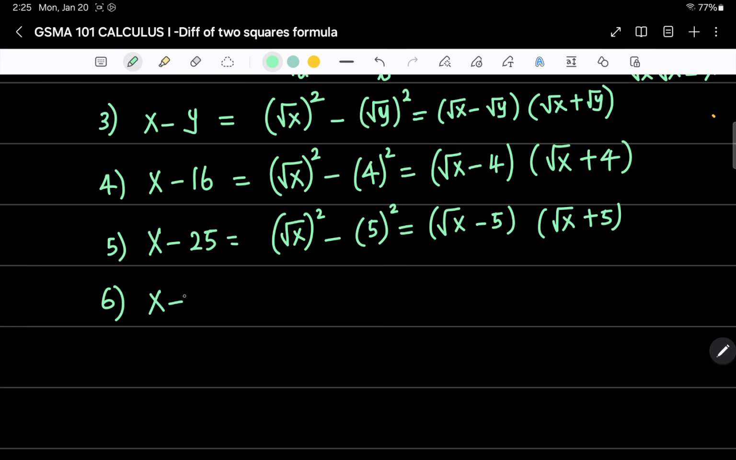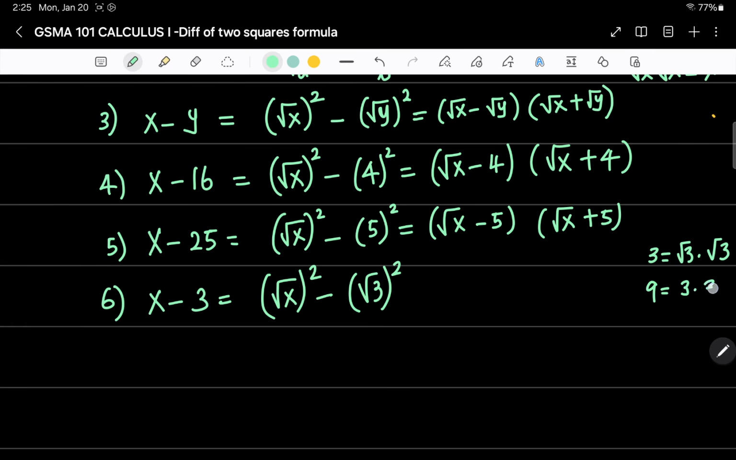Let me give you another example, which is the last one. I give you x minus 3. Can I write this as a perfect square? Yes, I can write x as root x the whole square, and I can write this 3 as root 3 square, because we know that 3 can be written as root 3 times root 3. Only 9 is 3 times 3, but 3 is root 3 times root 3. So according to the formula, it is root x minus root 3 and root x plus root 3. So these are some examples for difference of two squares.